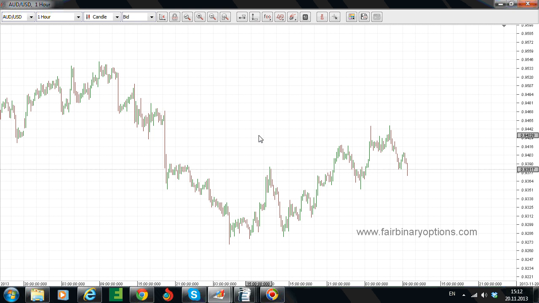fairbinaryoptions.com and we are looking at the Australian dollar US dollar 1 hour chart. The reason for that is that the market is making, let's say, the classical move based on the Elliott waves theory. Whenever you are labeling or counting the waves with Elliott waves theory, the principle of the theory says that 5 waves up are corrected with 3 waves down. Well, in our case here, there are 5 waves down corrected with 3 waves up, and there you go.